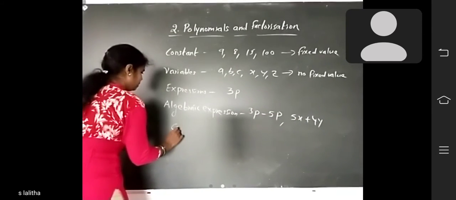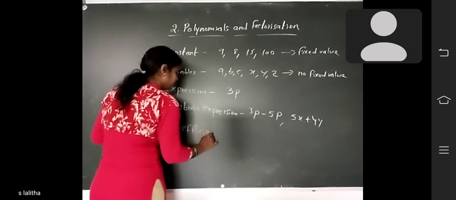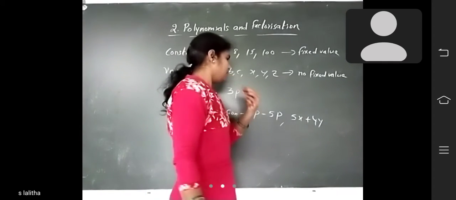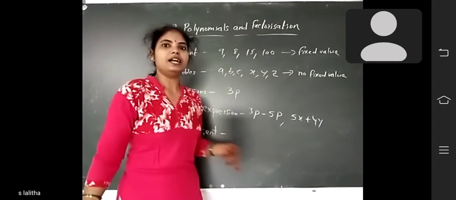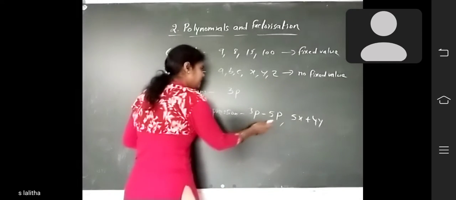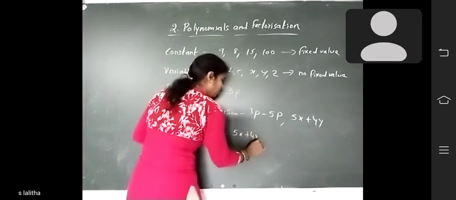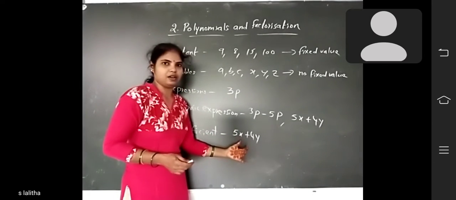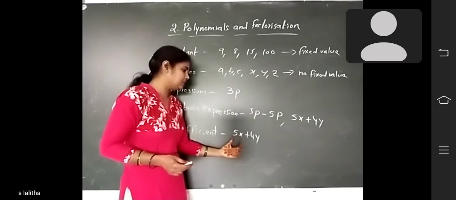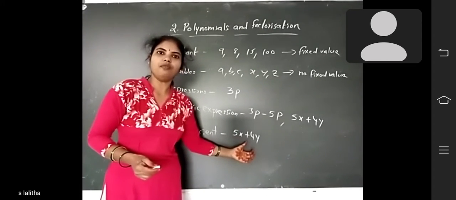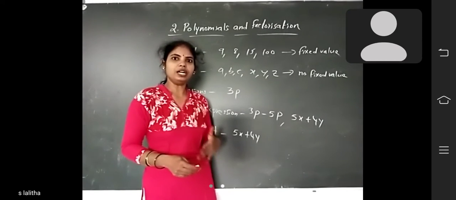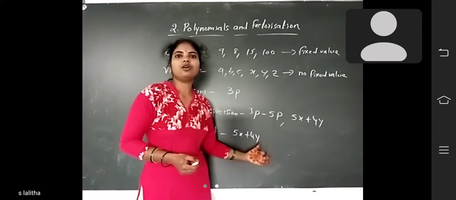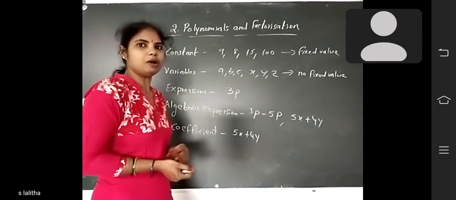Okay. So now coefficient. What is called a coefficient? Coefficient means the multiple of a variable. That means here, see 5x plus 4y. What is the coefficient of x? Coefficient of x means what is the multiple of x? 5. 5 is the coefficient of x. And what is the coefficient of y? What is the multiple of y? 4. So 4 is the coefficient of y. Did you understand the coefficient?